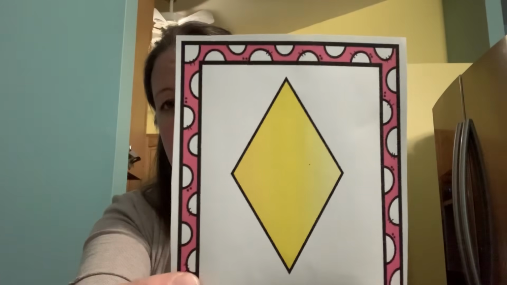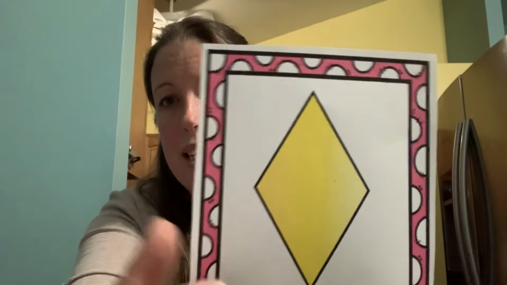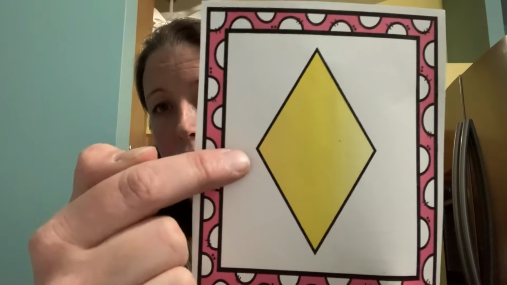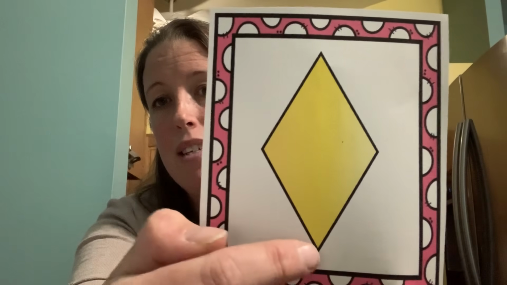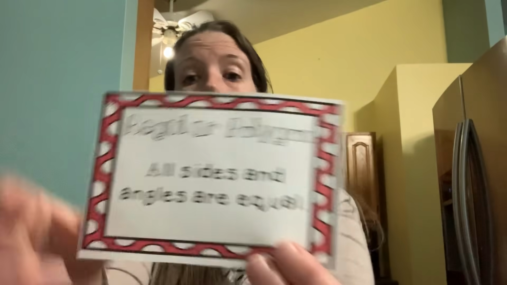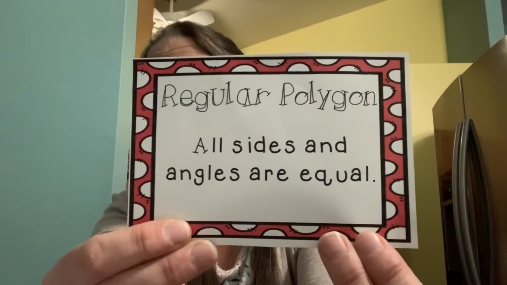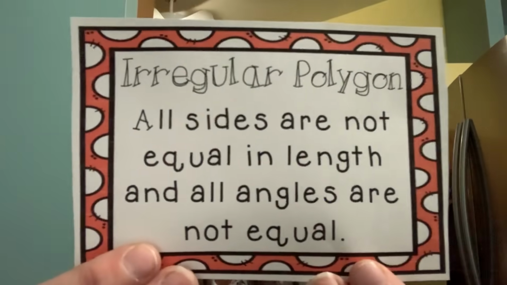This is one of those trick ones. And same with this one. Why is this not regular? Because of this and this. Look at those two angles. Different sizes. So you have to look carefully and make sure you're paying attention both to the sides, what's their measure, and the angles. In order to be regular, you have to have both of those equal. And if even one of those is not, then you are classified as irregular or not regular.